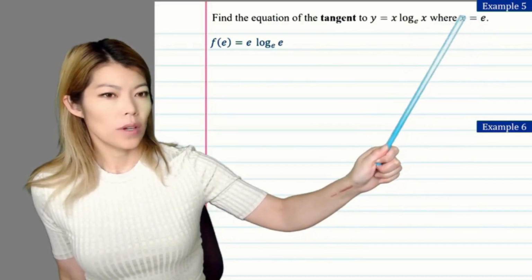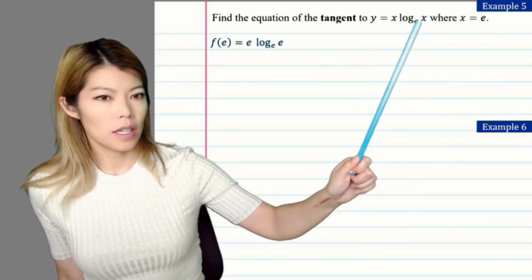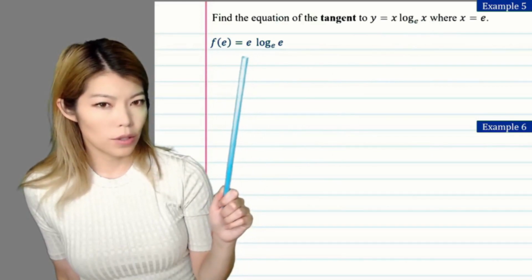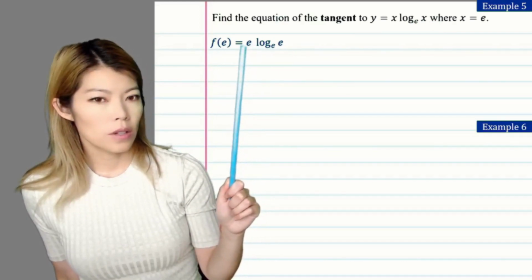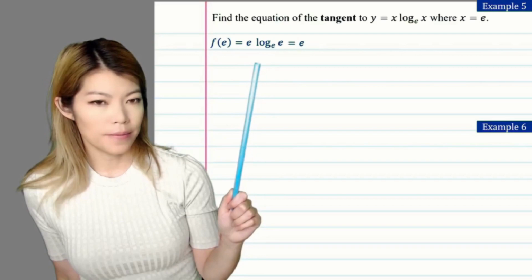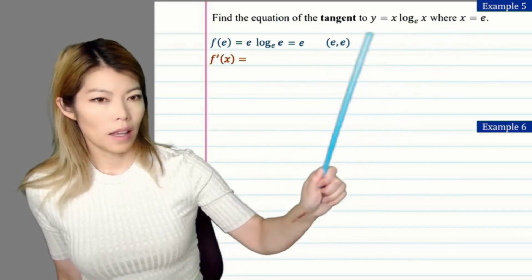Next example, find the equation of the tangent to y equals x log e x, where x equals e. So when x equals e, putting e into here, what do we obtain for the y value? Well, log e is just 1, so the y value will be e. So the coordinates will be e.